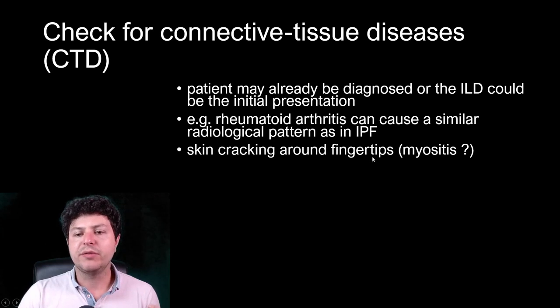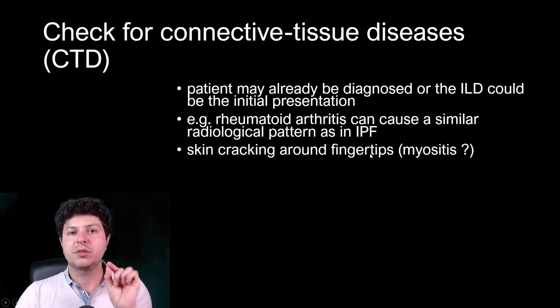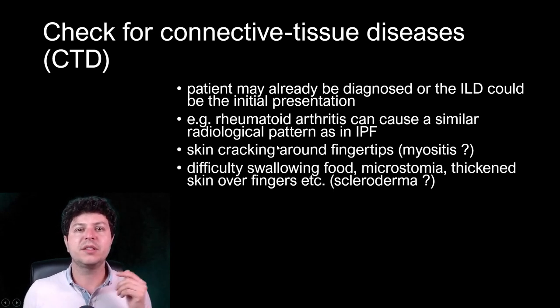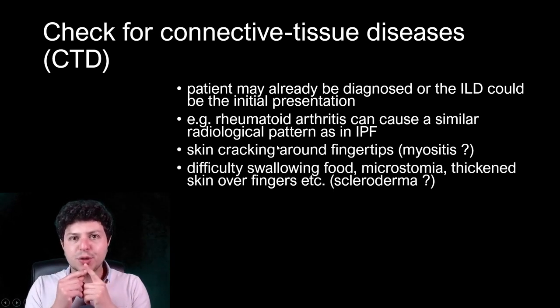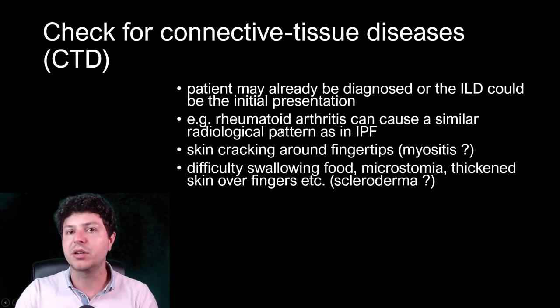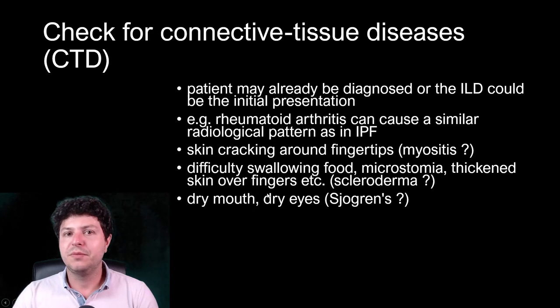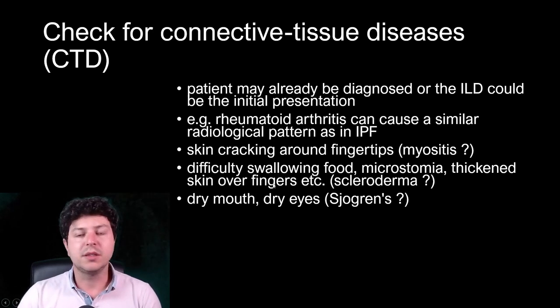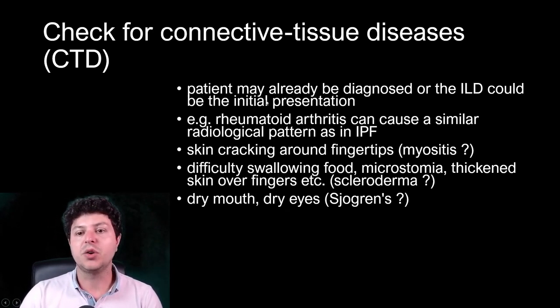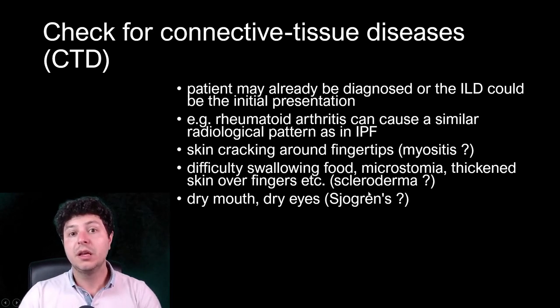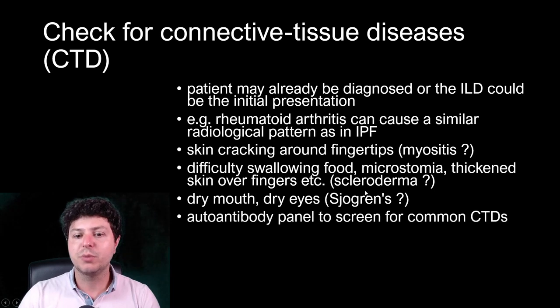So I've mentioned this. Skin cracking around the fingertips, so around here, this could be myositis. Difficulty swallowing food, thickened skin on their fingers, microstomia: think about scleroderma, that can cause ILD as well. Dry mouth, dry eyes, that's a feature of Sjogren's disease, which again can cause interstitial lung disease. All these things are inflammatory in nature. They are treated completely differently compared to IPF. So it's important to make the distinction.